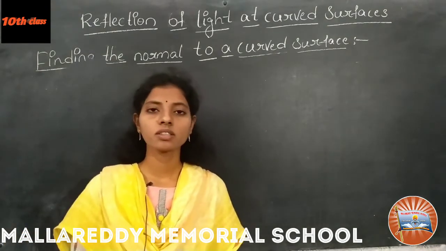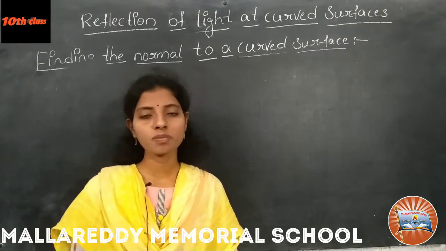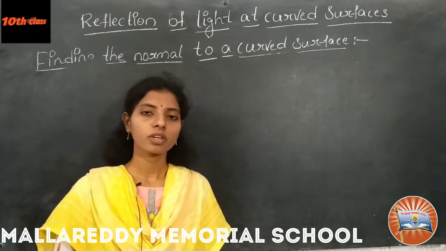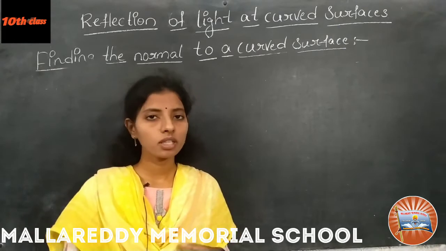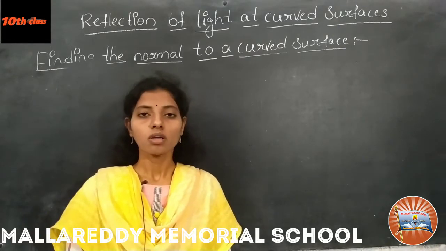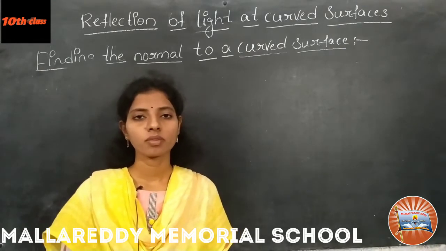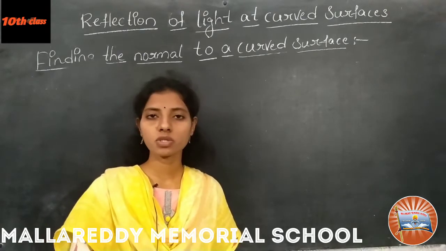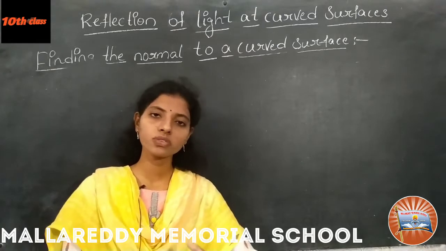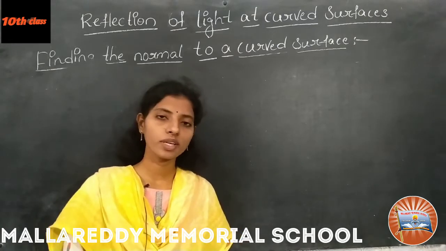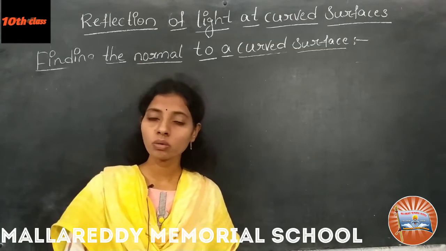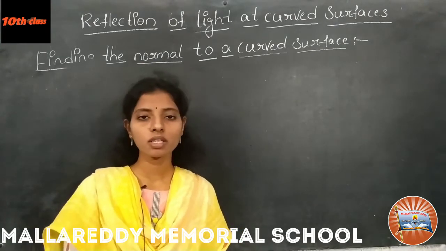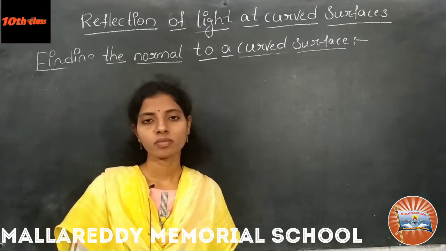Up to now we learned concave and convex mirror terminology. There we learned some important key points, right? In that we learned normal also. So what is meant by normal? We know the line which is perpendicular to the surface of the mirror at the point of incidence is known as normal, and we know the normal of a spherical mirror always passes through the center of curvature.